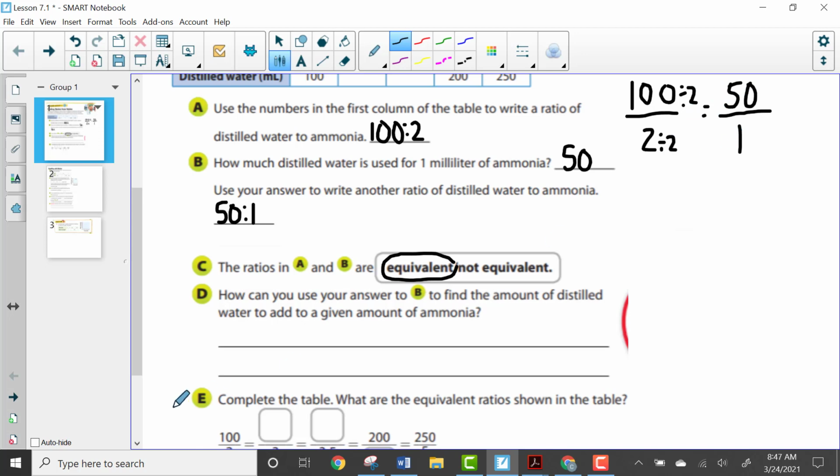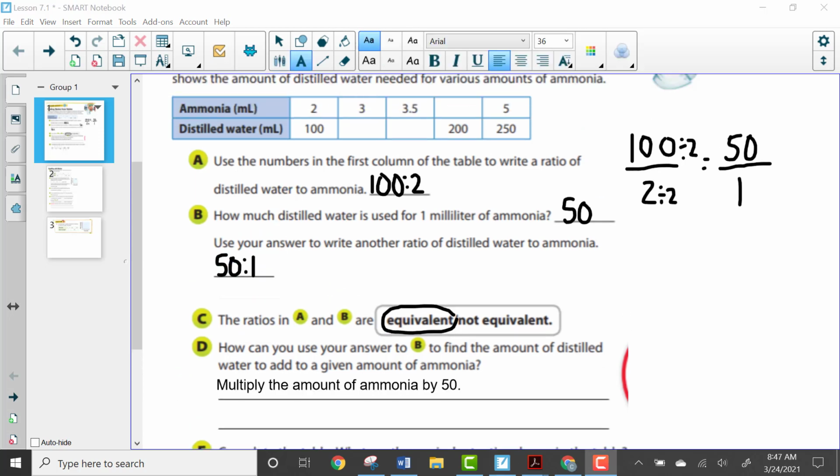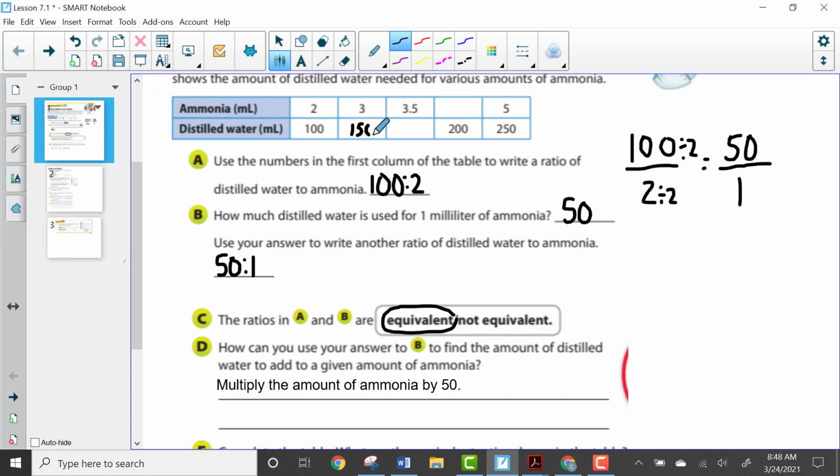Now it's asking us for letter D: how can you use your answer to B to find the amount of distilled water to add to a given amount of ammonia? How can we use this answer here to fill in the rest of the table? We can use that answer by multiplying the amount of ammonia by 50. So we can see 2 times 50 gives us 100. 3 times 50 is going to give us 150. 3.5 times 50 is going to give us 175.